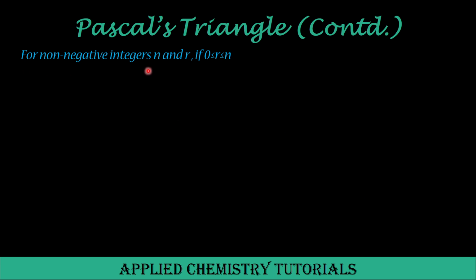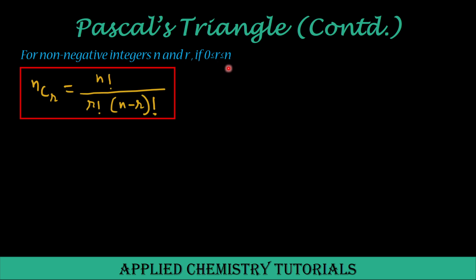So for this we are going to introduce the formula of combination. For non-negative integers n and r, if 0 ≤ r ≤ n, we can have nCr equals factorial n divided by factorial r multiplied by factorial (n minus r). Also, we need to know that factorial 0 equals 1.